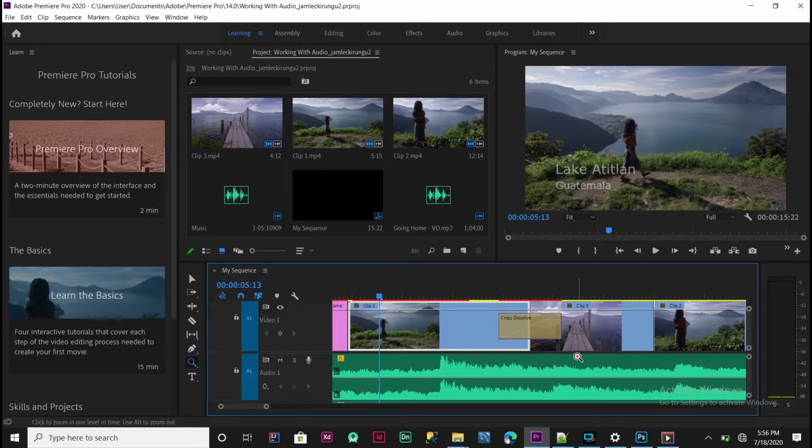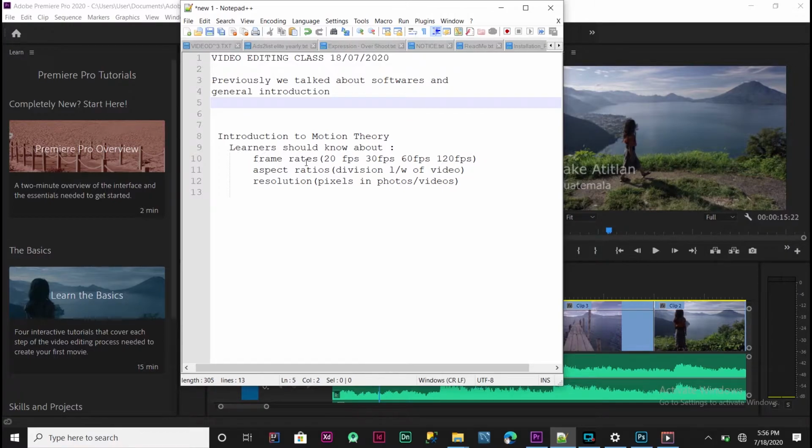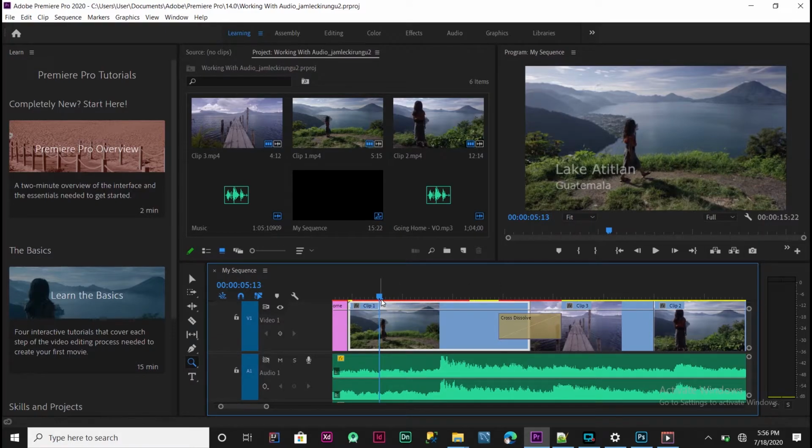So today I wanted to learn about frame rates, aspect ratio, and resolution. So what is the frame rate? As we all know, videos are pictures in motion. As we can see, here is this little girl. She's moving, but it is her pictures which are moving. How many pictures you can see in 1 second is what we call frame rate.